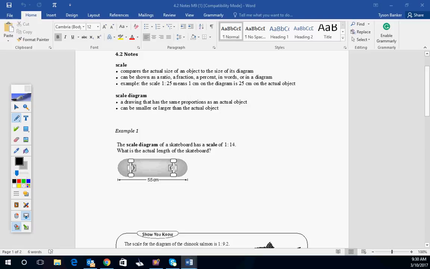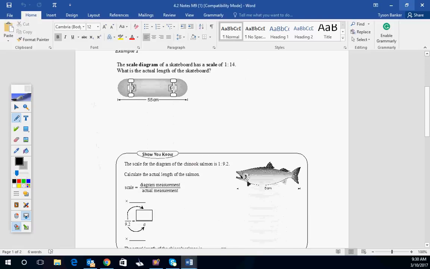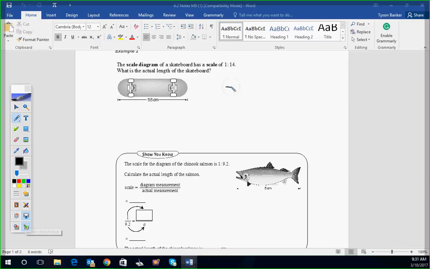Scale diagram: a drawing that has the same proportions as an actual object can be smaller or larger than the actual object. The scale diagram of a skateboard has a scale of 1 to 14. What's the actual length of the skateboard? So to find the actual length, you would just times 5.5 times 14. That would give you the actual length of the skateboard. Okay, so 5.5 times 14 is 77. So 77 centimeters is the actual length. So it could be one of those thumb boards, maybe. Those finger ones.